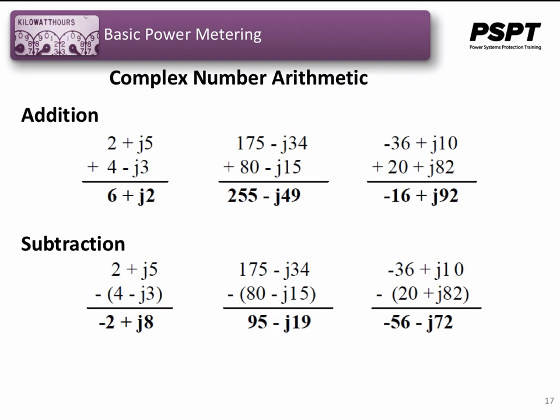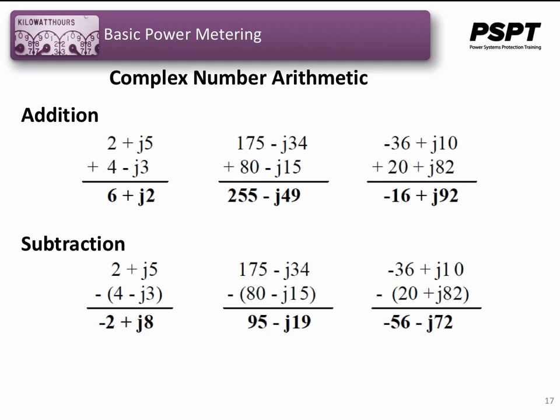So in the first example, you've got a phasor 2 plus J5, and you're going to subtract the phasor 4 minus J3. So you could change the sign of those components. Minus 4 would be minus 4 plus J3. Then you would take 2 minus 4, which is minus 2. Then plus J5 plus J3 would be J8.